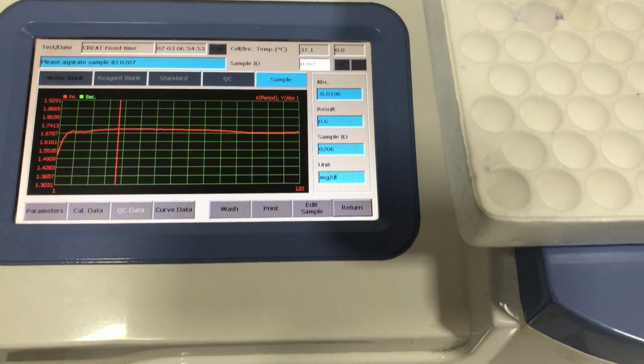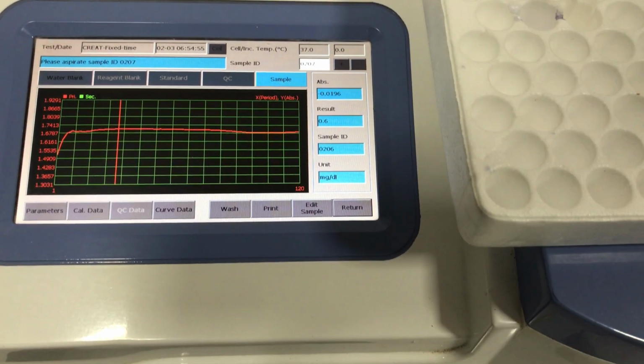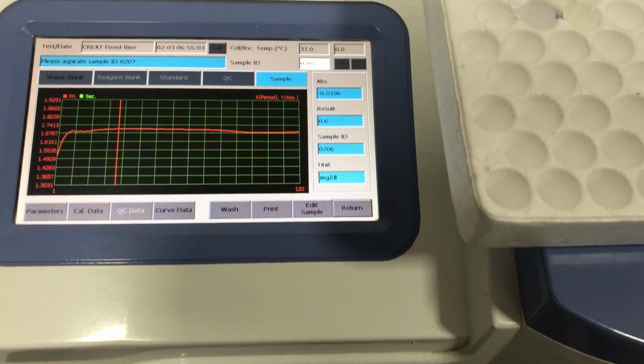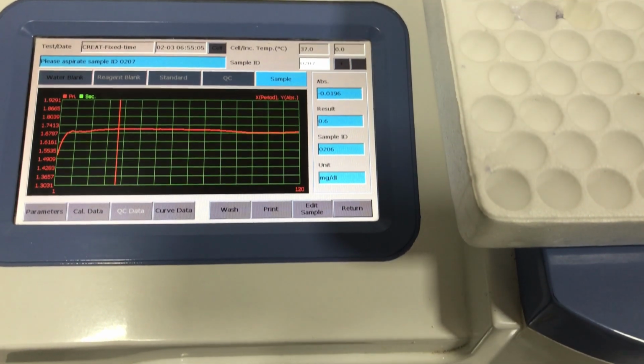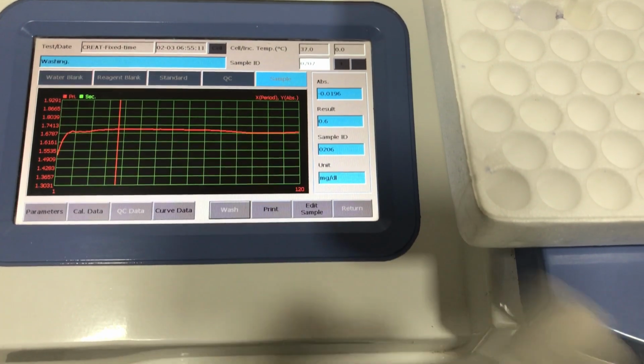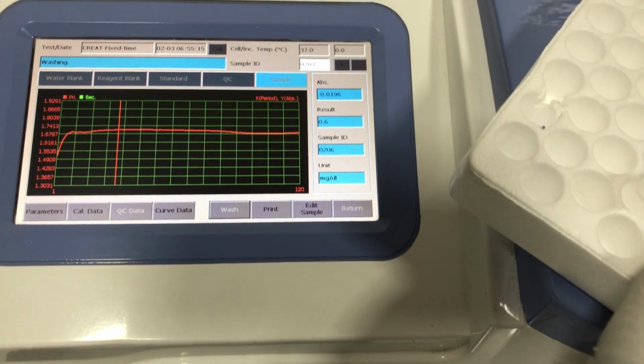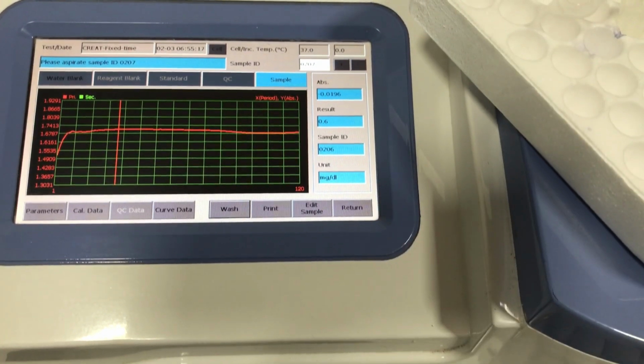So when you are done, you wash, because the picric acid can actually color your flow cell. So you wash by aspirating liquid twice. Okay, so basically that's how creatinine is measured.